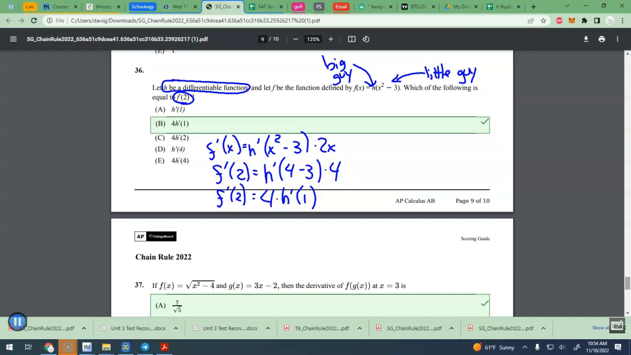Because there's no way I can find f of 2. I don't know what h is to go with. So that's the best answer I can give you. I think that's what they were asking for. Does that part make sense? Just chain rule this and then plug in 2.